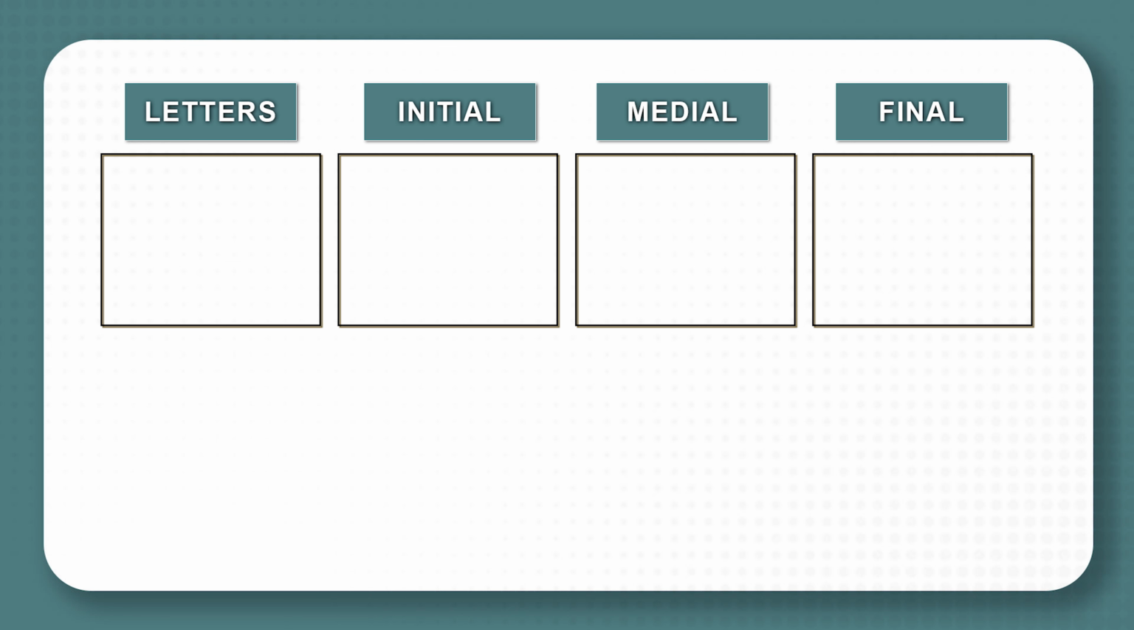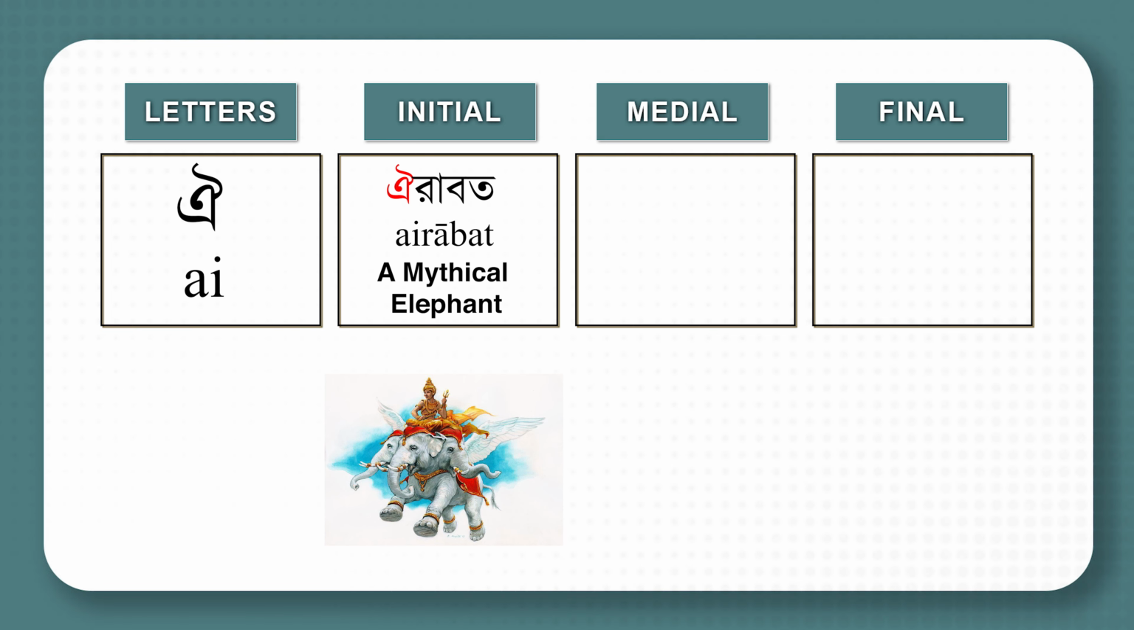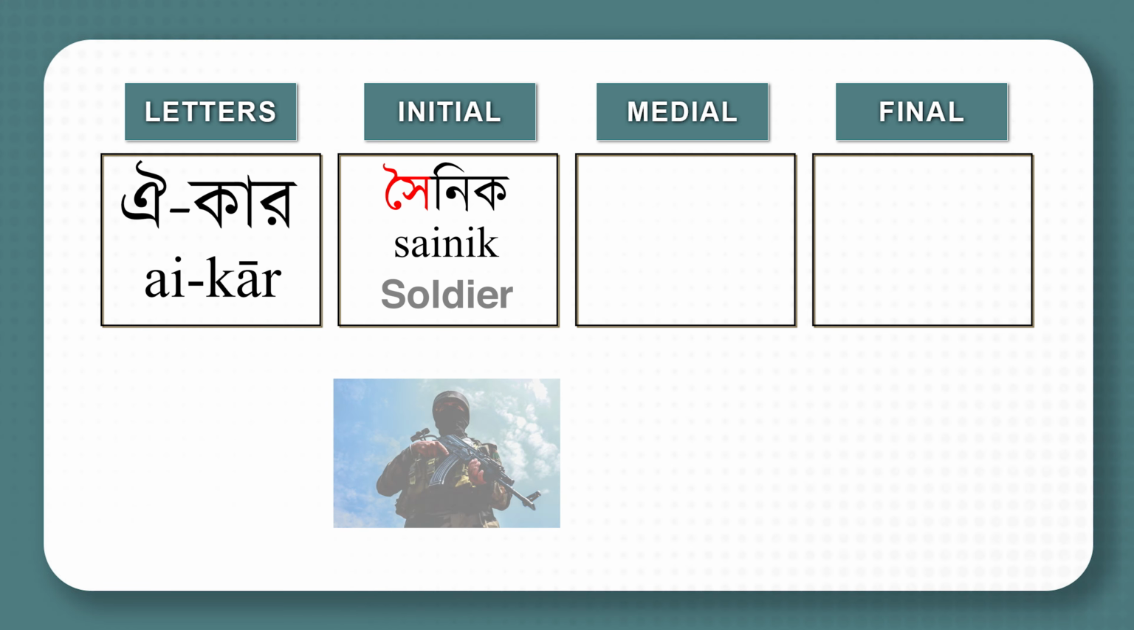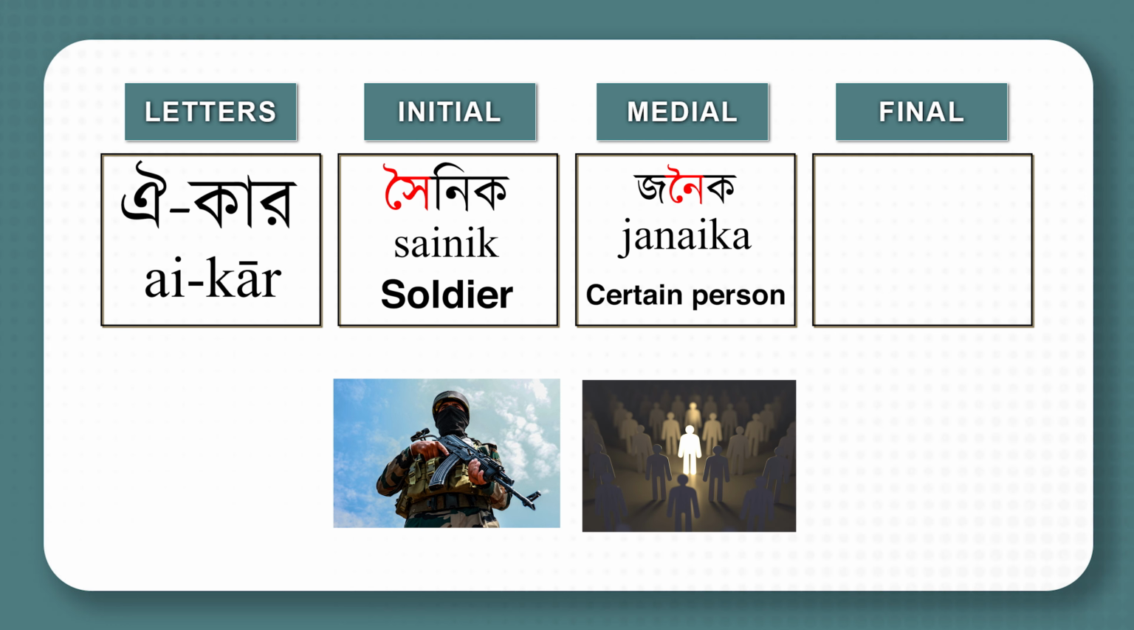The next we have is Oi. In initial position, Oi occurs in Oirabad, which is a mythical elephant. Oi can't occur in its original form in medial or final position. Next we have the diacritic form of Oikar. In initial position, Oikar occurs in Shoinik, which means soldier. In medial position, Oikar occurs in Jonoiko, which means a certain person. In final position, Oikar does not occur.